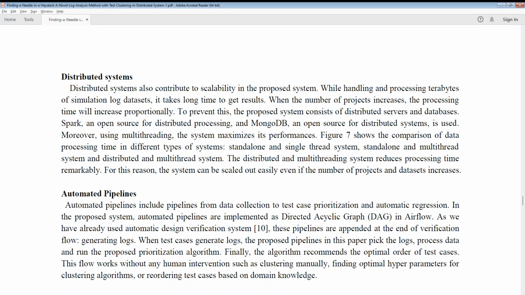Figure 7 shows the comparison of data processing time in different types of systems: standalone and single-threaded system, standalone and multi-threaded system, and distributed and multi-threaded system. The distributed and multi-threaded system reduced processing time remarkably. For this reason, the system can be scaled up easily even if the number of projects and datasets increases.